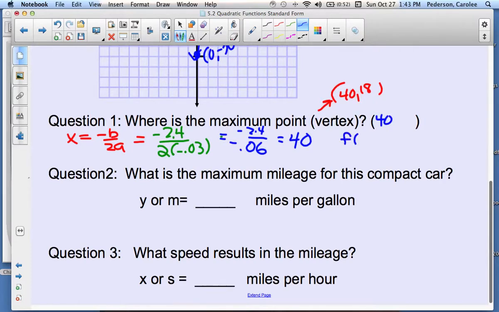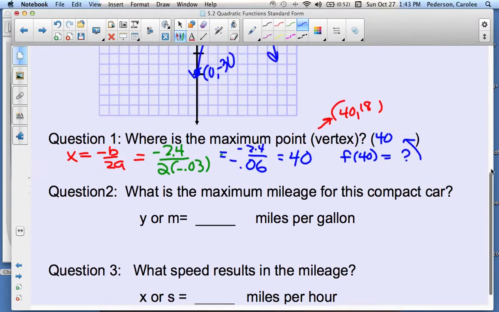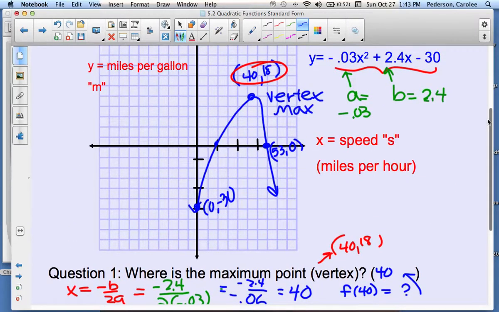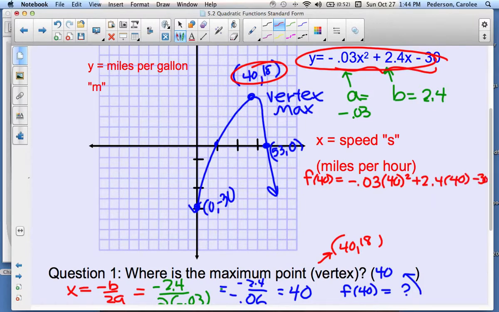Now to find that 18, which we think it's 18, we evaluate the function. We say f of 40, and we'll get out that vertex. So I've kind of run out of room here. So I'm going to back up into my function, and I'm going to evaluate it. So f of 40, replace the x, or s, with 40, and simplify it. So 40 times 40 is 1600, times negative 0.03 is negative 48. 2.4 times 40 is plus 96, and then minus 30. Negative 48 plus 96 minus 30 is 18.